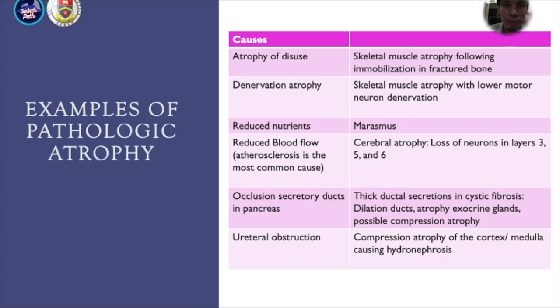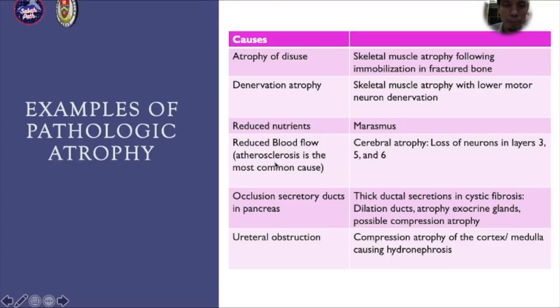Atrophy can also be caused by denervation, loss of nerve supply. An example of this is skeletal muscle atrophy with lower motor neuron denervation. Atrophy can also be due to reduction in nutrient supply, for example, in a patient with marasmus.